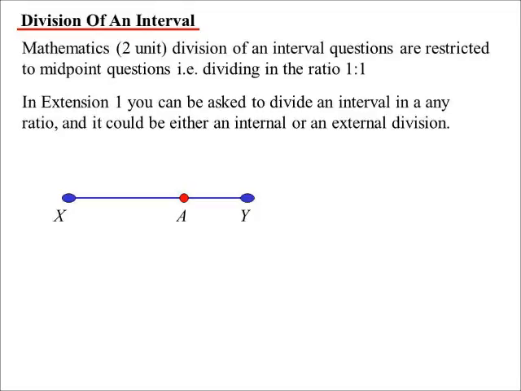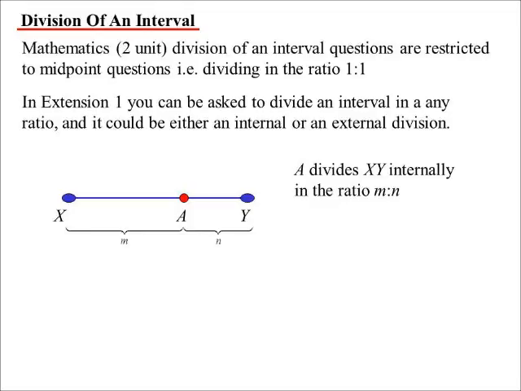Now, how the question is written is very important. It's not 1 to 1. If I say divides in the ratio m to n, then how they've named the interval becomes important. So A to X is the m, and A to Y is the n. Of course, they could have said divides YX in the ratio n to m, because in this case they've named Y first. So A to Y is n, A to X is m. Really important how we read those questions to make sure we know which piece is which.